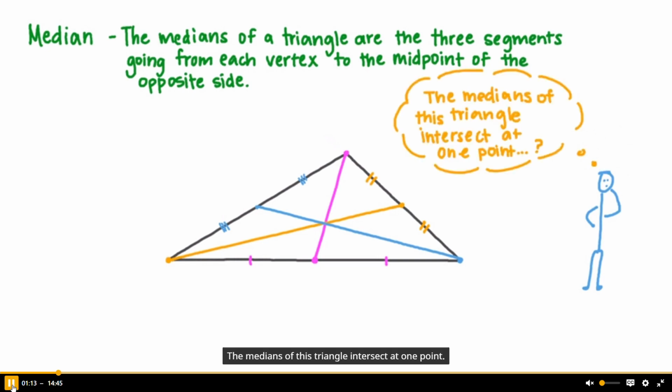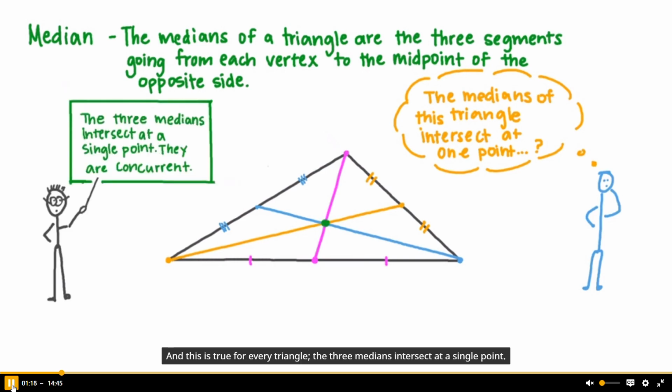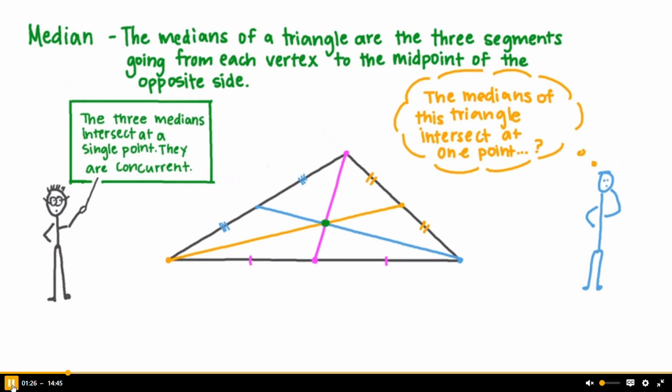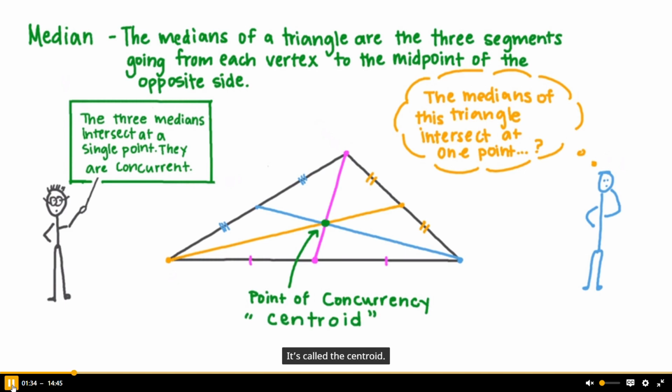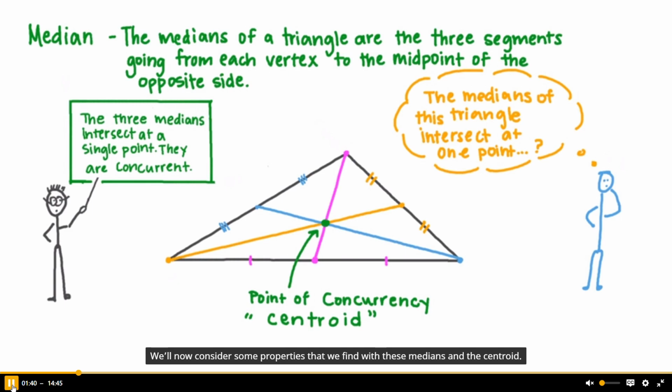The medians of a triangle intersect at one point. And this is true for every triangle. The three medians intersect at a single point. The point of concurrency is where the three lines intersect, and this point has a special name. It's called the centroid. The centroid is always located inside the triangle, whatever the triangle type.